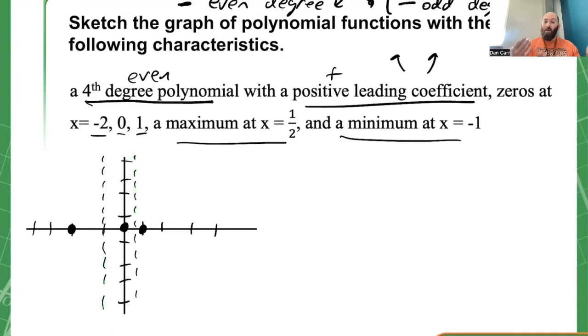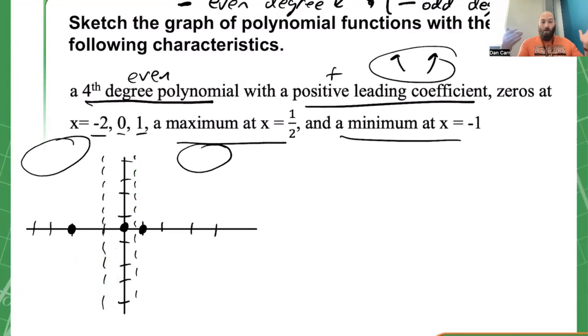Okay, I know it's a minimum and maximum because of the way my zeros are. It has to do something like this, where it comes up in there, and then for this one, it has to go down and back towards that zero. And again, because of the behavior, I know it's got to end up here and end up here. So I've got everything I need to just draw a rough sketch.